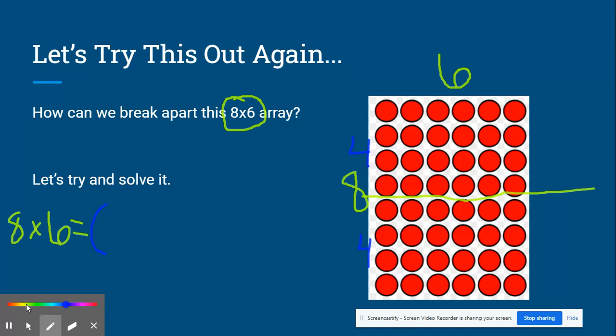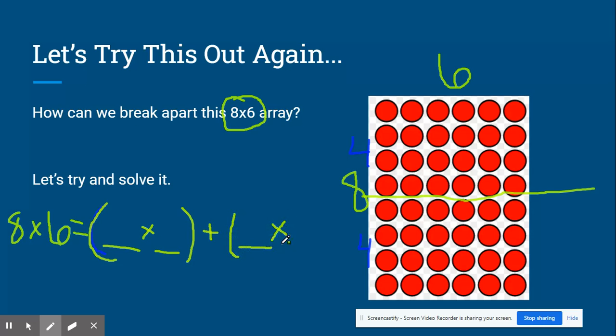Go ahead onto your paper and write 8 times 6 equals. And we are going to set up our equation like we have been doing today. And remember, that 6 is not changing. We have not done anything. So I'm going to underline it in blue. The columns have not changed. However, we did break apart our rows.